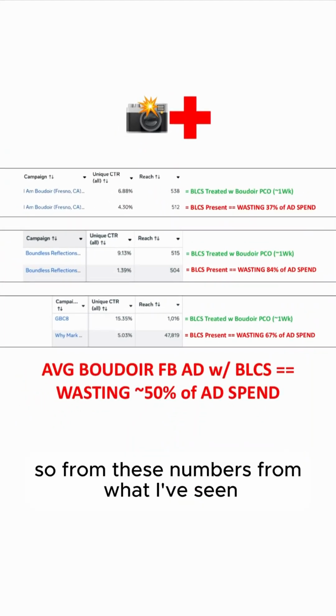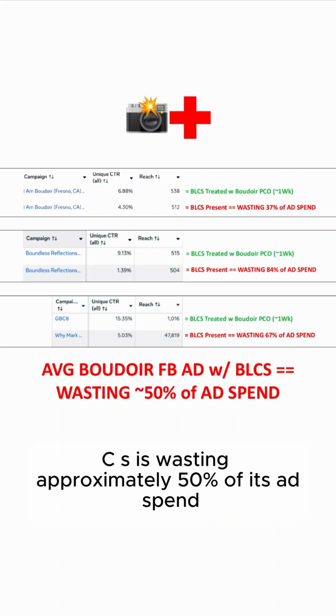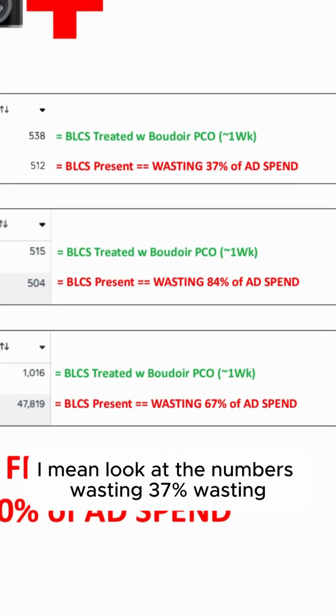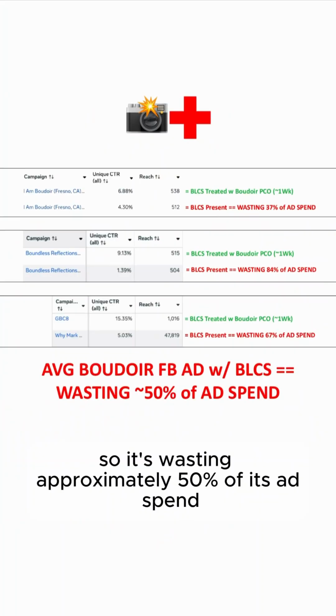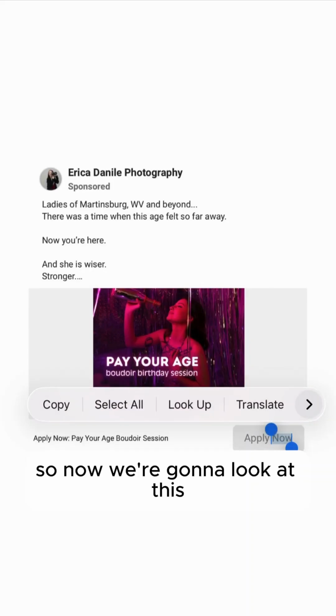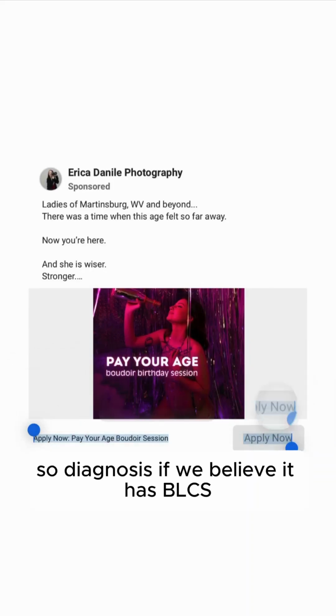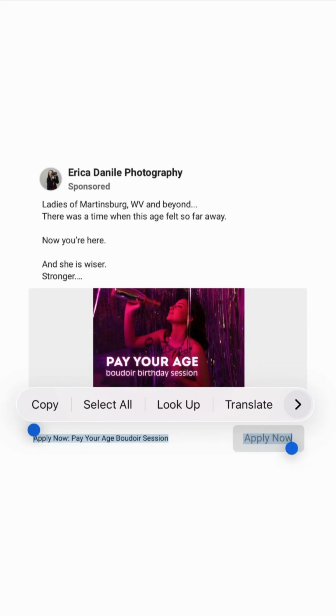So from these numbers, from what I've seen, the average boudoir Facebook ad with BLCS is wasting approximately 50% of its ad spend. I mean, look at the numbers: wasting 37%, wasting 84%, wasting 67%. So it's wasting approximately 50% of its ad spend each year. So now we're gonna look at this. So diagnosis, if we believe it has BLCS, aka boudoir low click syndrome.